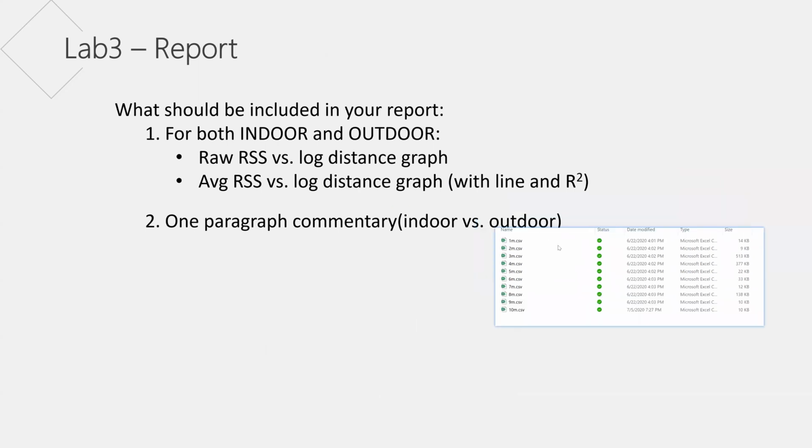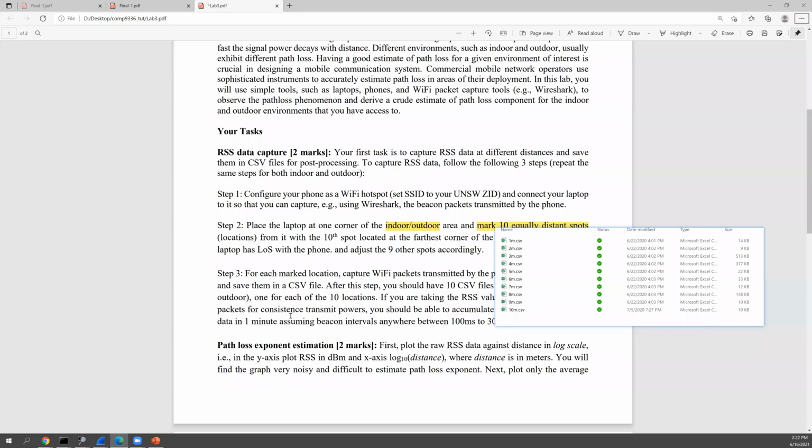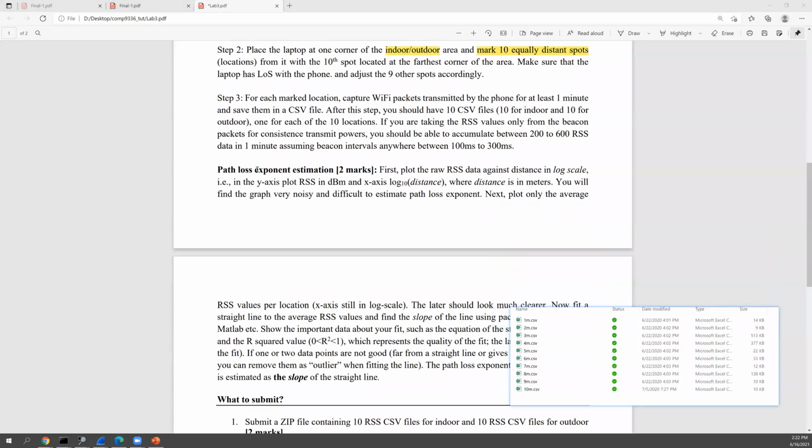So what should we do in the report? We are required to plot some graphs based on the CSV files. Let's go to the specifications here. We go to the next part. What we are required to do is, in the first part, plot the RSS data against distance in log scale. This one is important.